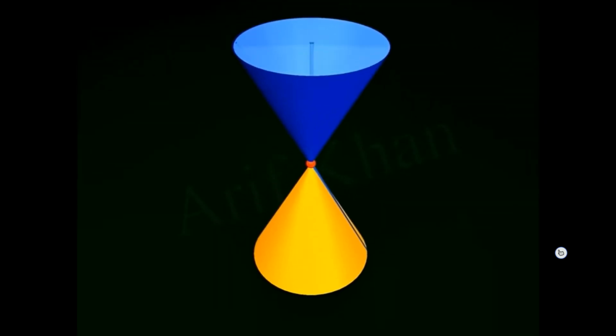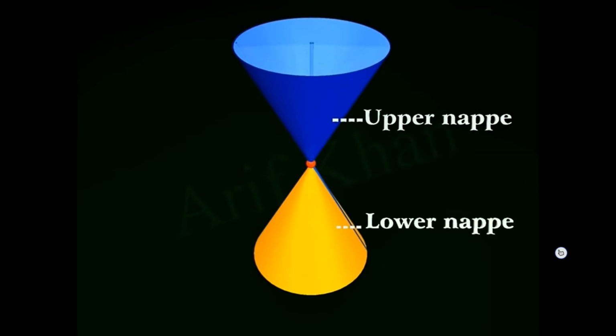circular cone has two naps. The nap above the vertex is called the upper nap. I need Whoa. I need The lower nap.